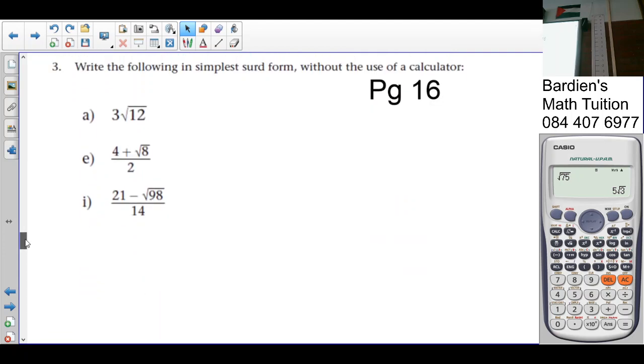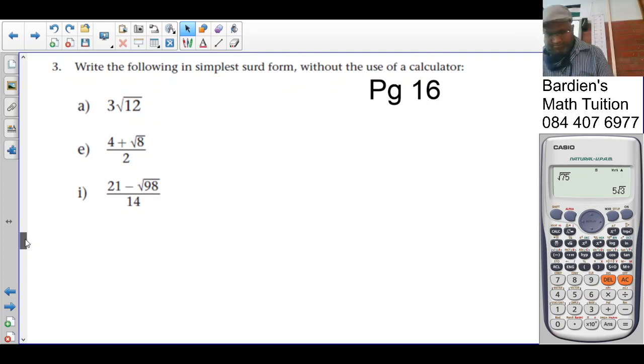Let's look at number 3. Write the following in the simplest surd form without the use of a calculator. I'll give you a couple of minutes to do the sums quickly. These 3 sums. Okay.